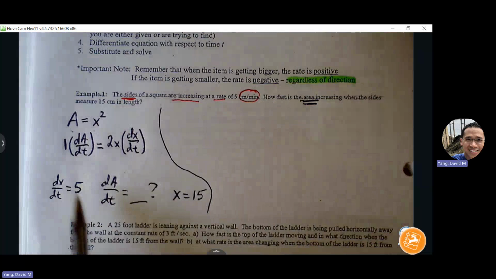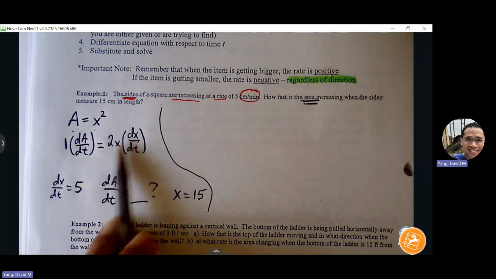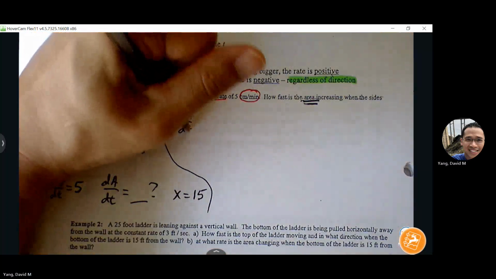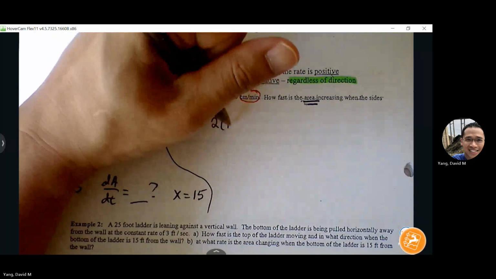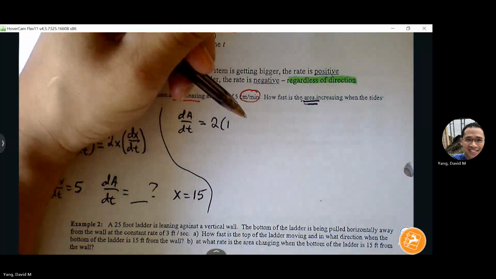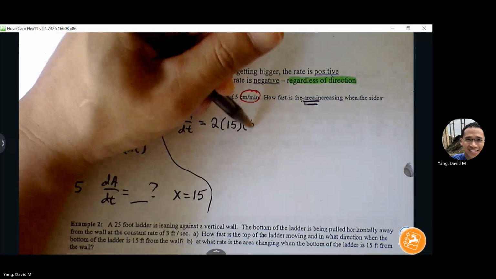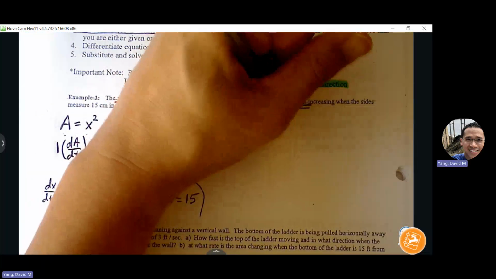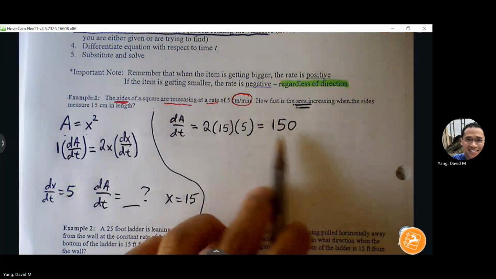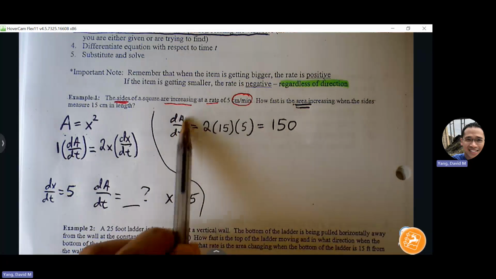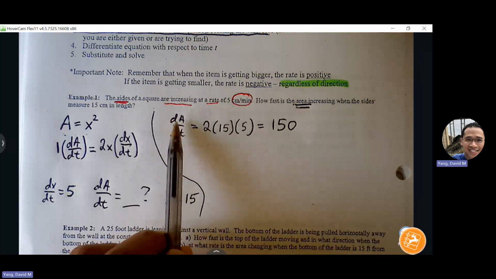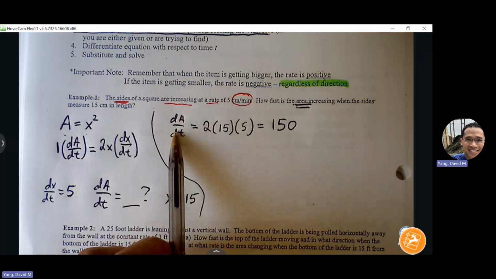Okay, so I want to solve for dA dt. I know what dx dt is. I know what x is. I can just plug everything in and find dA dt. So my answer is 150. And for our units, the units is going to match whatever variable you see. Okay. You see there's a numerator denominator portion, so your units will also show that numerator denominator portion.